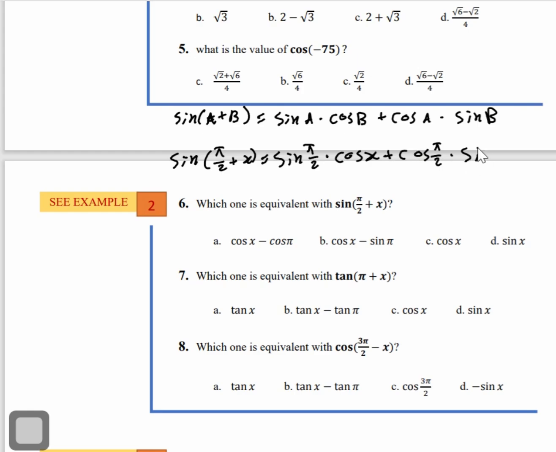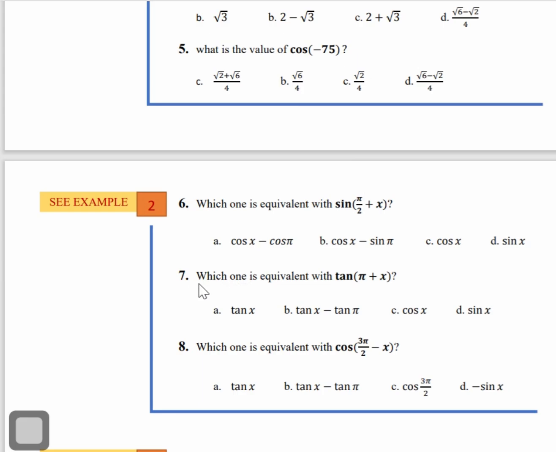multiplied by sine x. You know that we cannot do anything with sine x and cosine x, but we can evaluate sine pi over 2 and cosine pi over 2. Sine pi over 2 equals 1, and cosine pi over 2 equals 0. So 0 multiplied by anything will be 0. So 1 multiplied by cosine x is also cosine x. So branch C is our right answer.